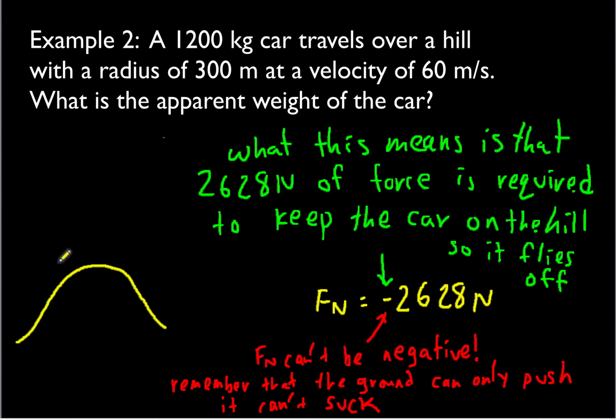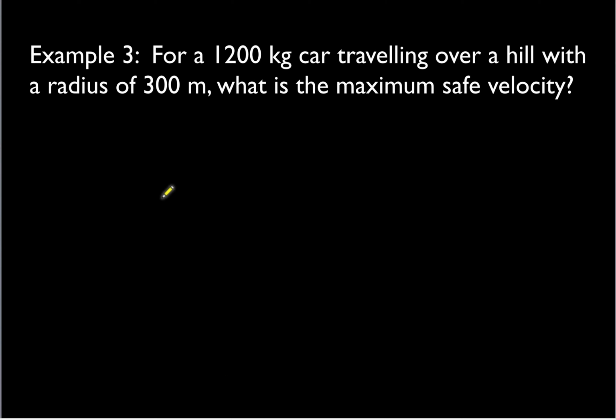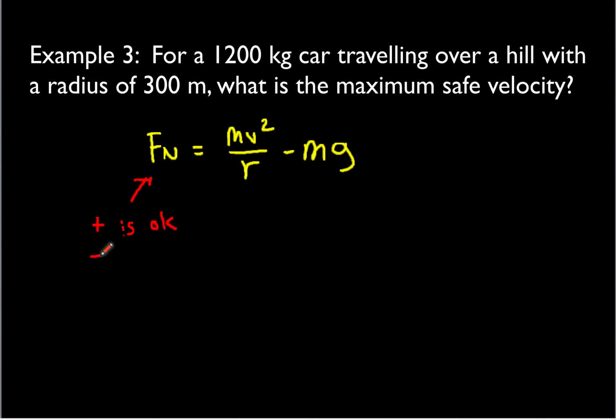So if we have our car just coming over the peak of the hill now, at 60 meters per second, it keeps on going and it flies off the hill. Not a safe situation. So let's calculate what the minimum safe velocity would be for a hill with a radius of 300 meters and our 1,200 kilogram car. We use our formula Fn equals mv squared over r minus mg. Now we know that Fn can be positive. Positive is okay, but negative is not okay. Negative is a bad result. It flies off the hill.